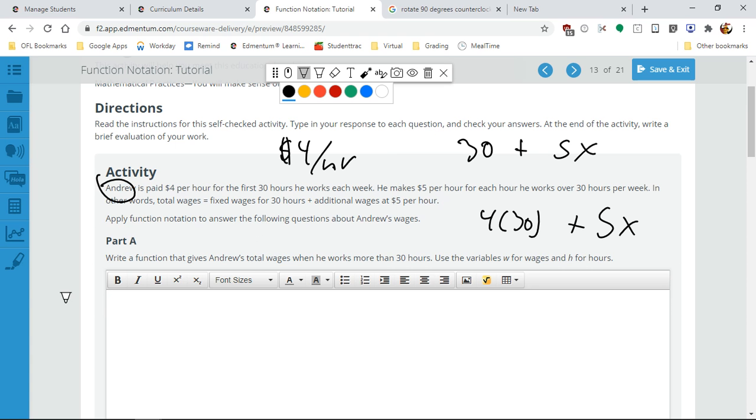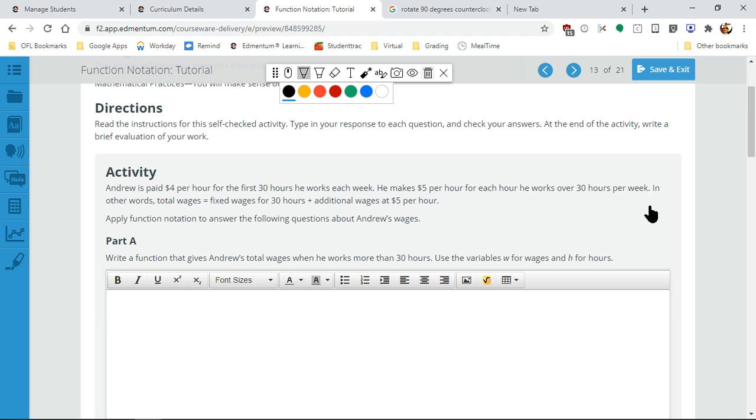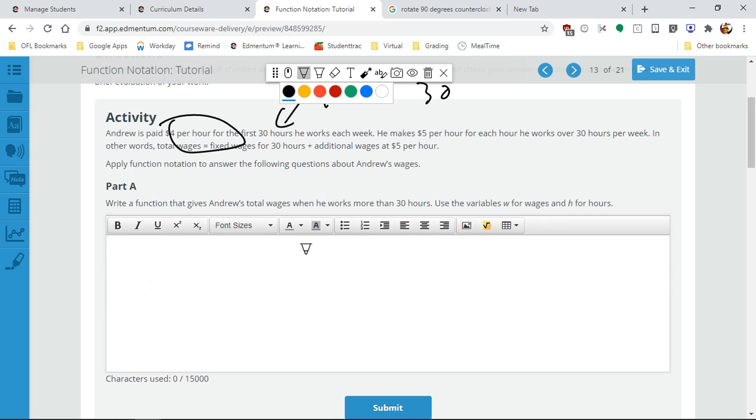So, this is a little weird, right? Because I don't want to multiply by x just because I'm working more. He still makes his $4 an hour, but he gets more money if it's after 30 hours. So I'm going to go ahead and write it down, and I'm going to explain to you what this means.